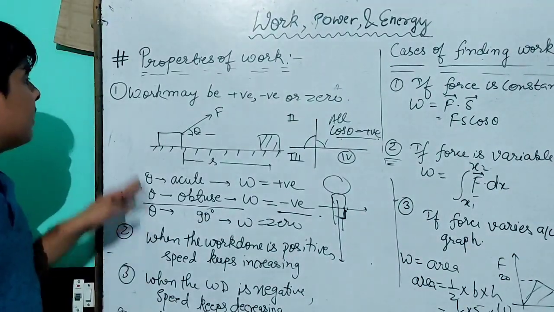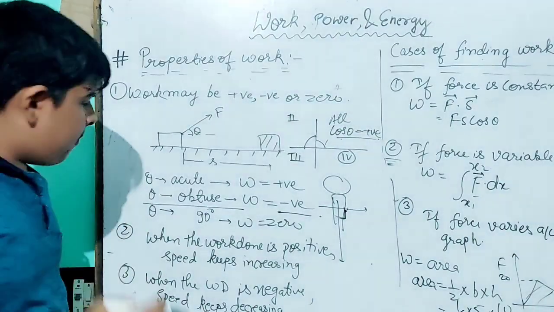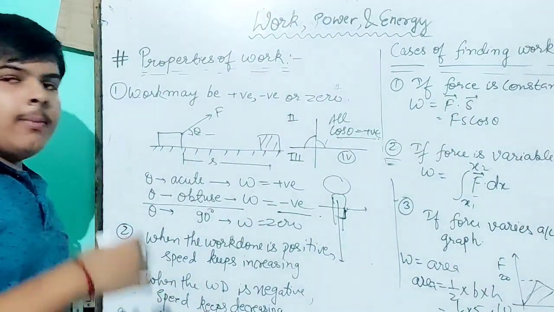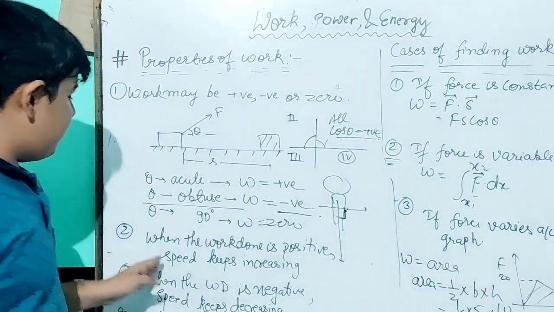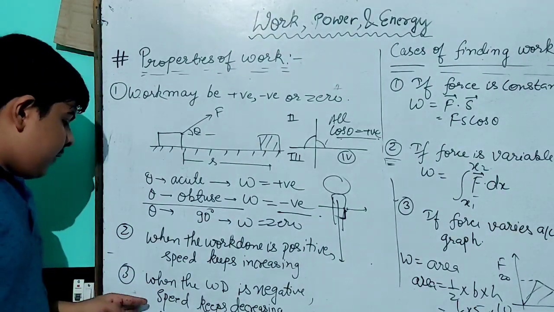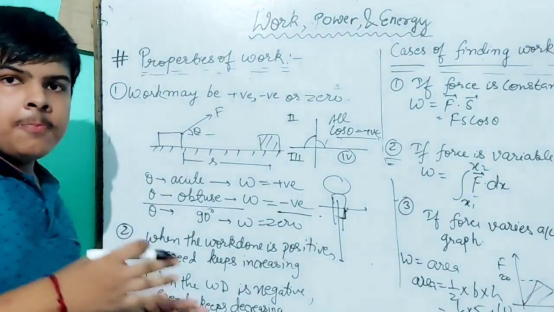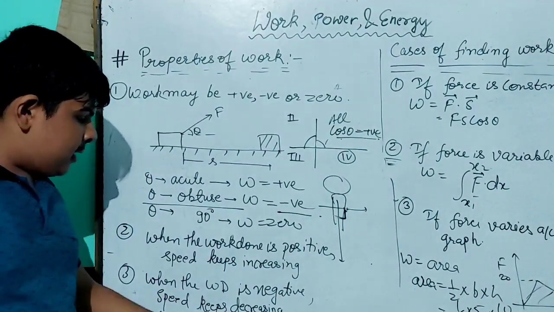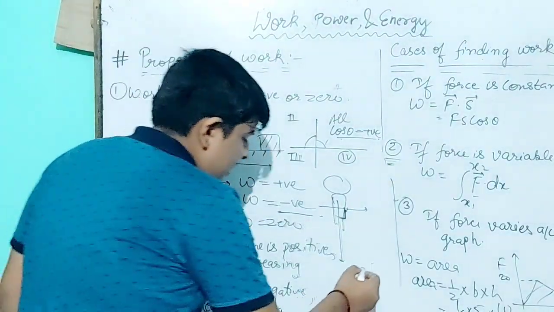And the second property is that when the work done is positive, speed keeps increasing. Whenever work done is positive, speed keeps increasing. When the work done is negative, speed keeps decreasing. And when the work done is 0, the speed is constant. We see an example like this.